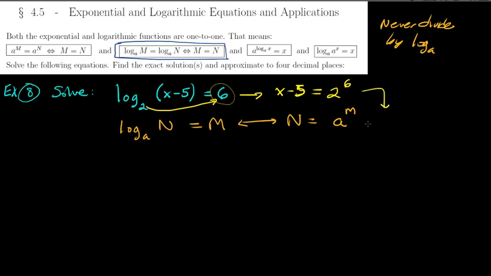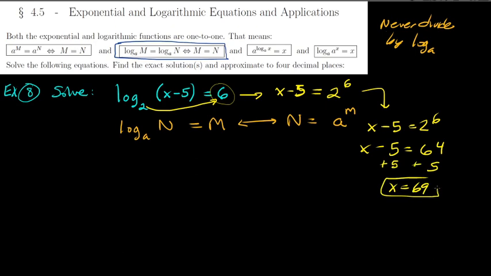Now, we're not quite done yet because x minus 5 is equal to 2 to the 6. And 2 to the 6 is, I think it's 64. And now when you add 5 to both sides, you get 69. So that's the solution. That's what x is, right?